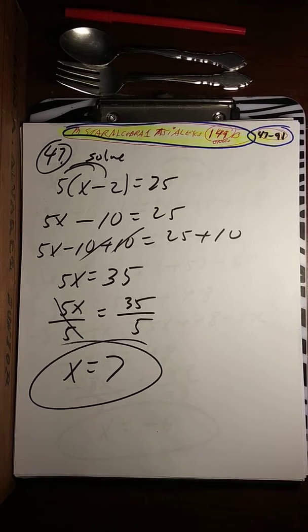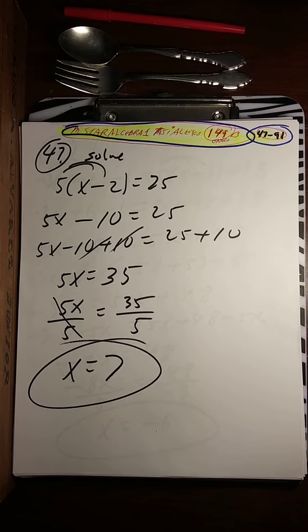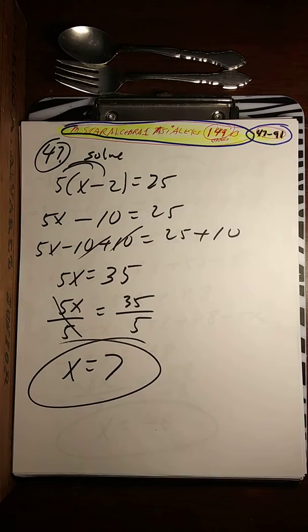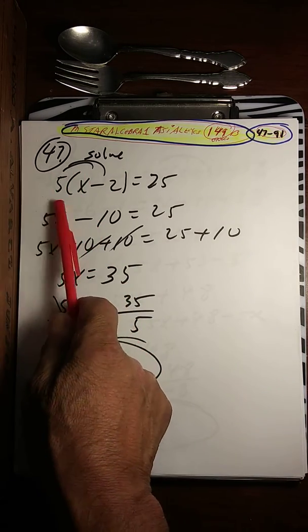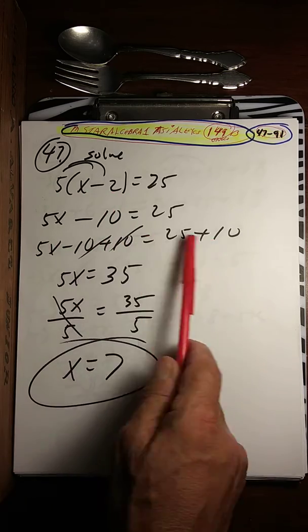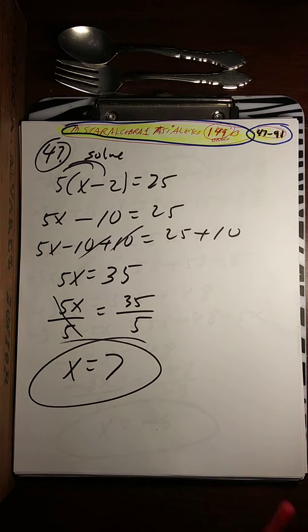Alright, we're going to go ahead and do Star Algebra 1, TSI Alex, 149B, 0703, 47 to 91. So let's start on this one right here. Let's do it. Alright, so multiply the numbers first. 5 times that is 5x. 5 times that is negative 10. Now, add 10 to both sides. So 5x is 35. Divide by 5, divide by 5. So x must be what? 7.